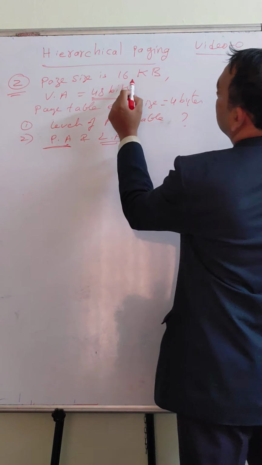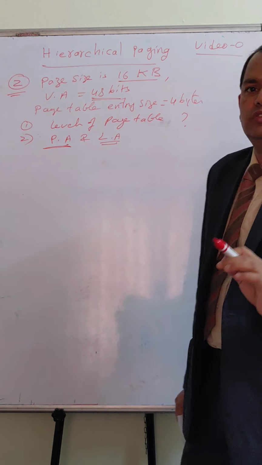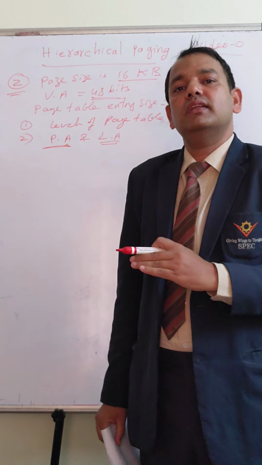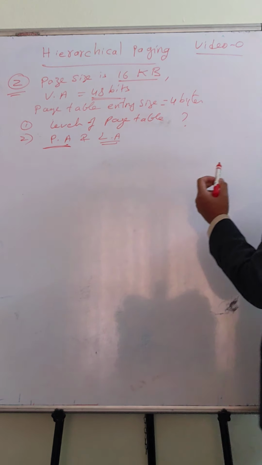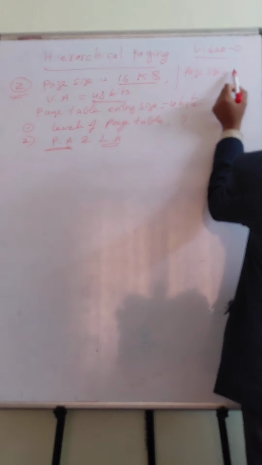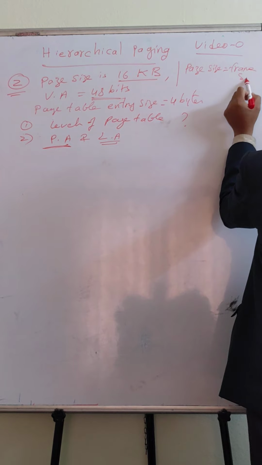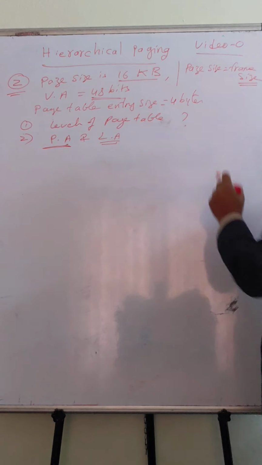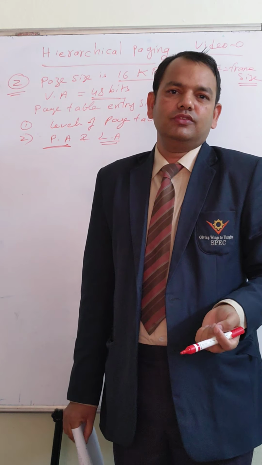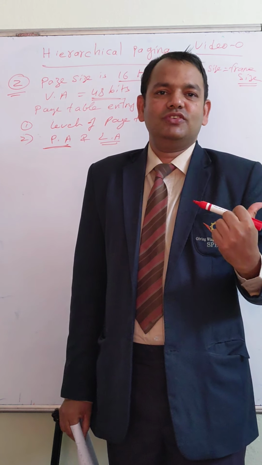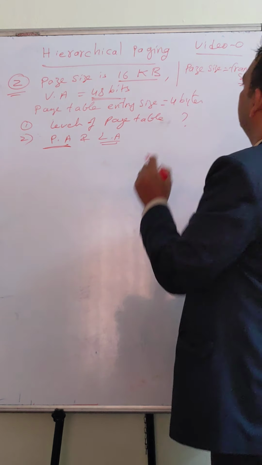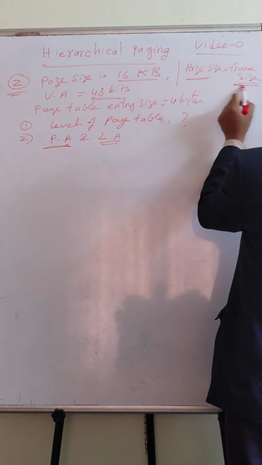These are the given. Page size is 16 KB. If page size is 16 KB, what does that mean? Automatically the frame size is also given. So from this, page size is equal to frame size. Okay. Physical memory will be divided into frames. Secondary memory will be divided into pages. So both are divided with equal size. Page size equals frame size.